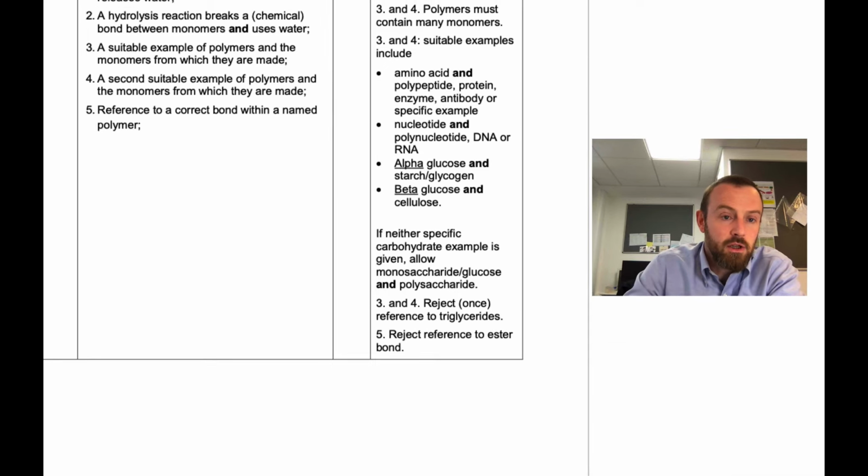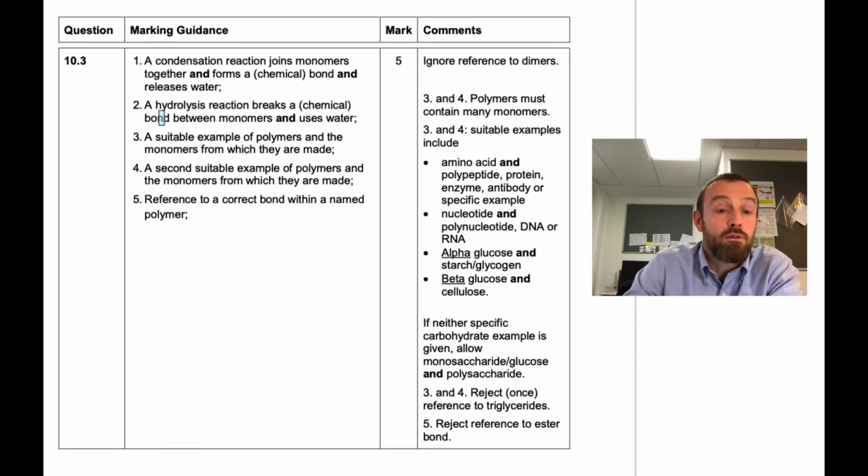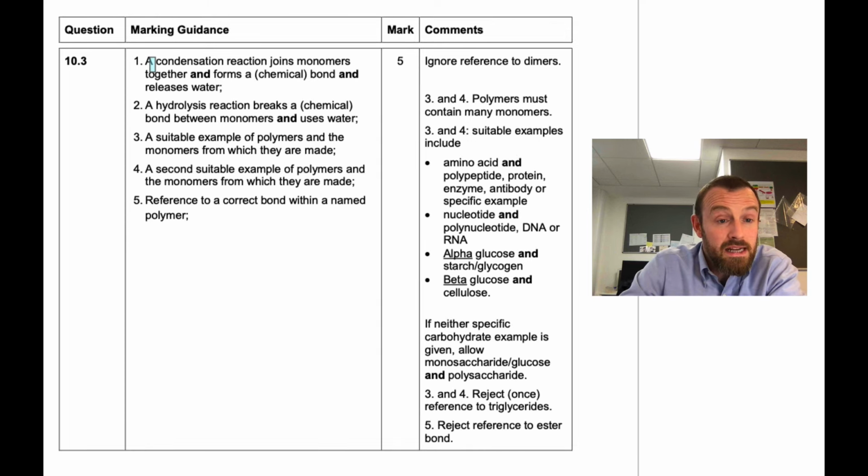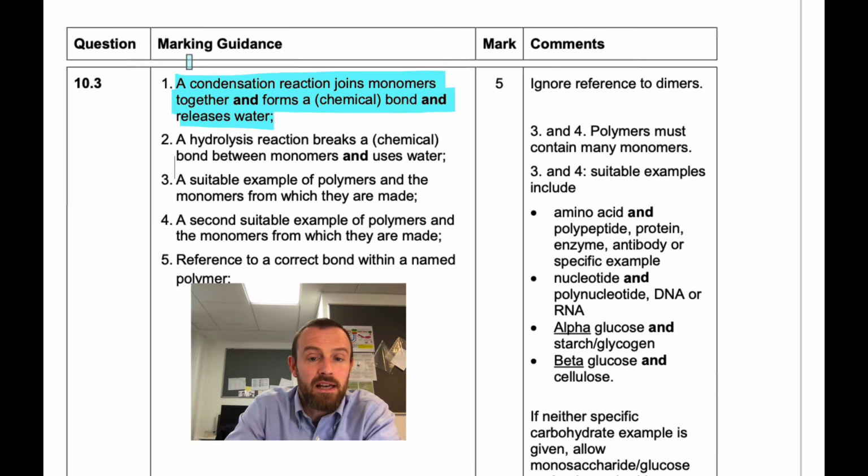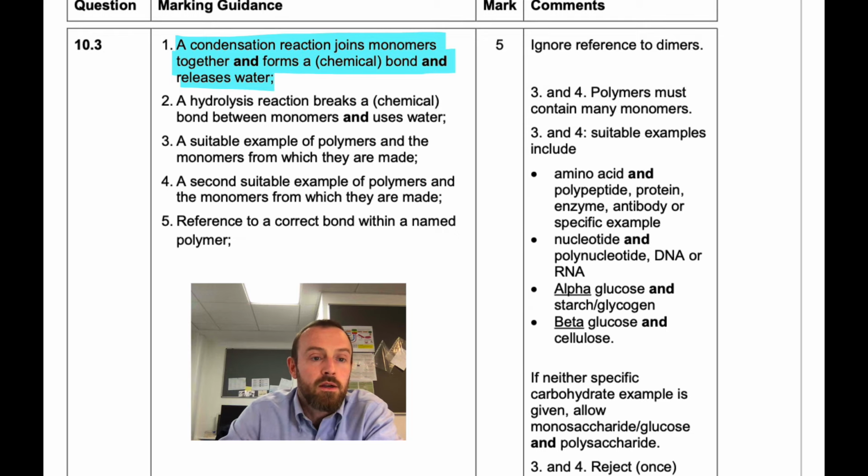So let's just look. In terms of the overall explanation, we need this. A condensation reaction joins monomers together and forms a chemical bond. You could have said covalent bond, I think that's fine, and releases water. Okay, all of that is needed for that general point. You've got to say those three things, and that is something worth remembering. I've seen that come up quite a few times. Condensation, chemical bond, and releases water.